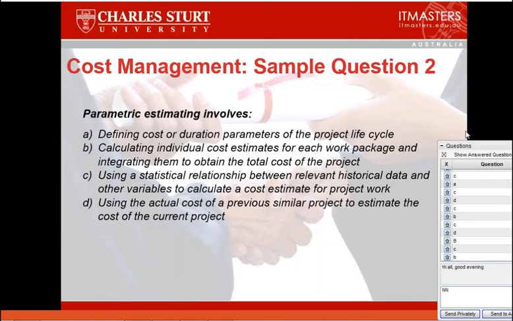Okay, we've got quite a mixture here. It's not an easy question, so the mixture reflects the fact that it's not an easy question. I'll let you know what the answer is. The answer is, sorry, it's not calculating an individual cost estimate. It's using a statistical relationship. So we use a statistical relationship between the relevant historical data and other variables to calculate the cost estimate for project work. So the point I was making about the bricks: if it costs X amount to put 500 bricks in place, what does it cost to put 5,000? So you're using the statistical relationship to come up with the answer.